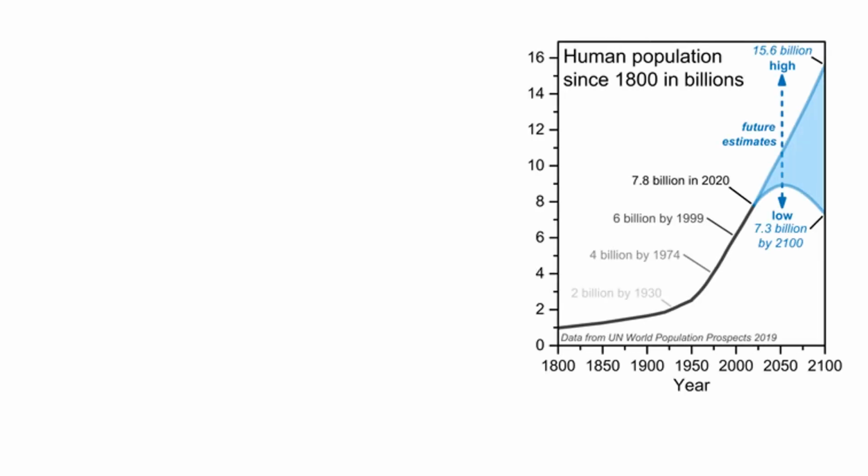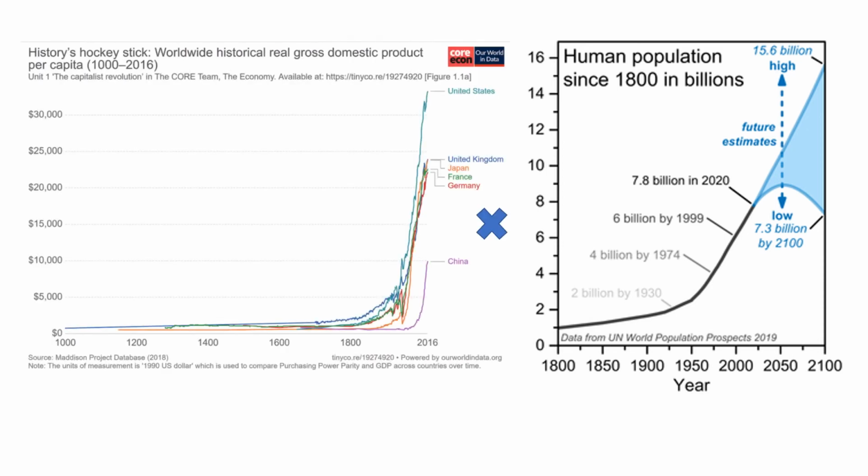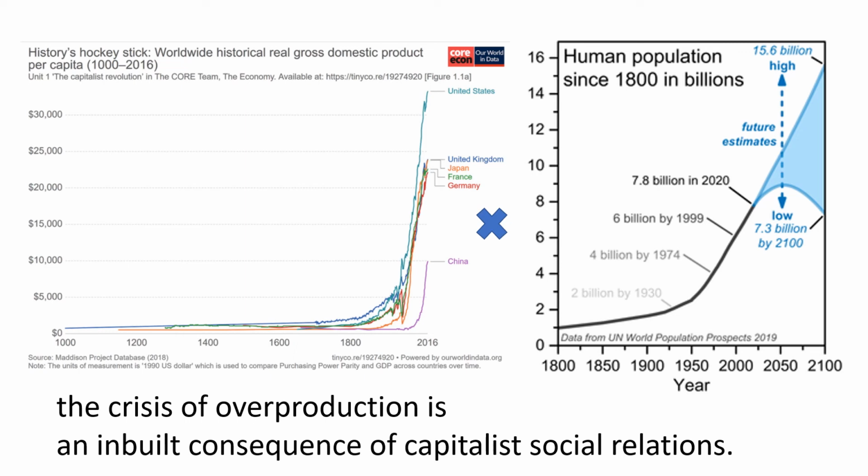So the global population began to increase rapidly during the Industrial Revolution. It grew from 1 billion in 1800 to 7.9 billion in 2020. Just imagine the increase in the quantity of commodities produced per capita multiplied by the 8-fold increase in the population during that time, and you can begin to understand why the planet is being overwhelmed by stuff. To repeat, the crisis of overproduction is an inbuilt consequence of capitalist social relations. There have been various attempts to deal with it, each with its own consequences.